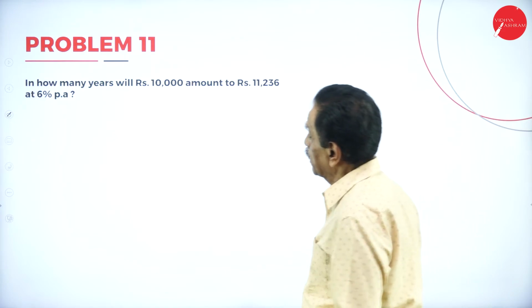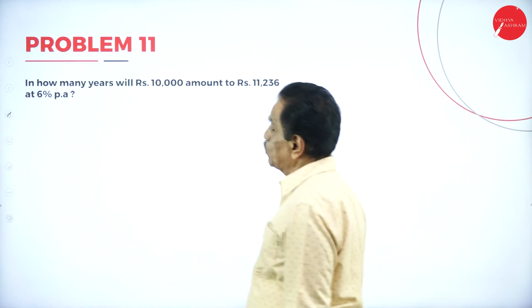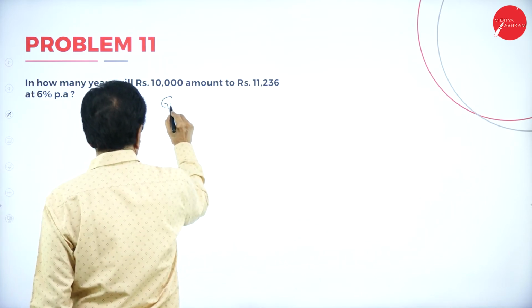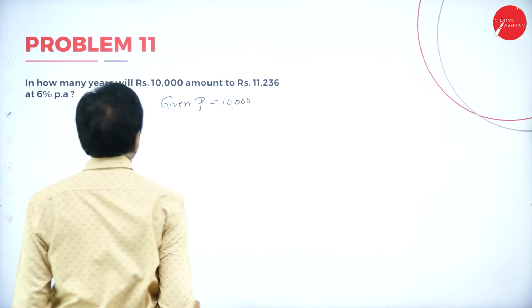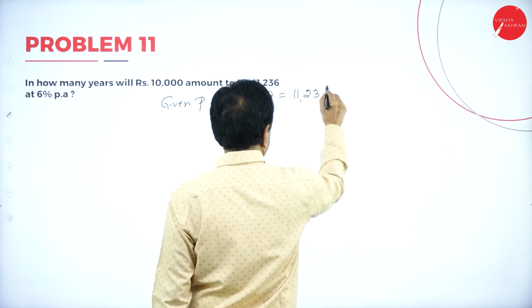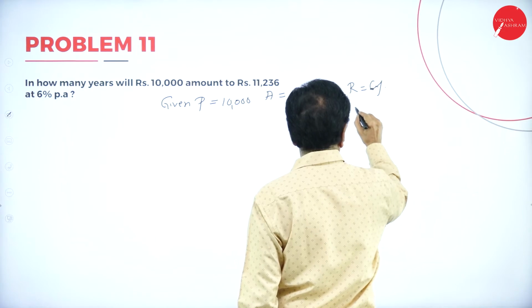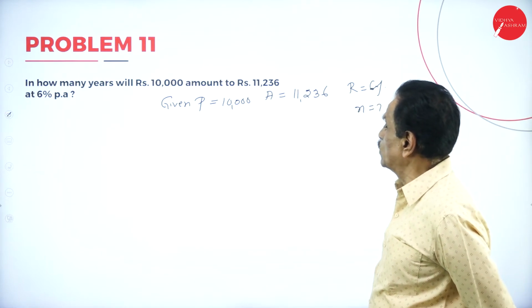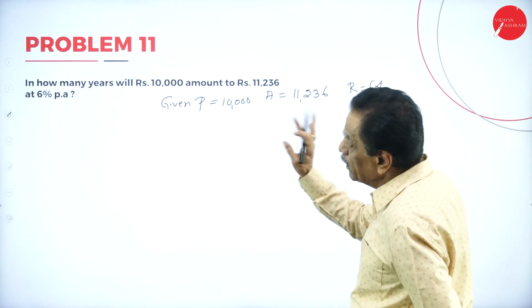In how many years will rupees 10,000 amount to rupees 11,236 at 6%? Number of years he is asking. Given: P is equal to 10,000, A is equal to 11,236, R is equal to 6%, N is not known. How many years? What's your principal money? 10,000. It amounts to 11,236.